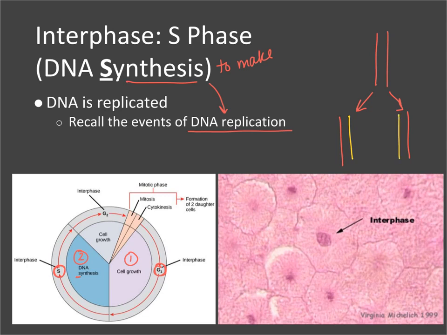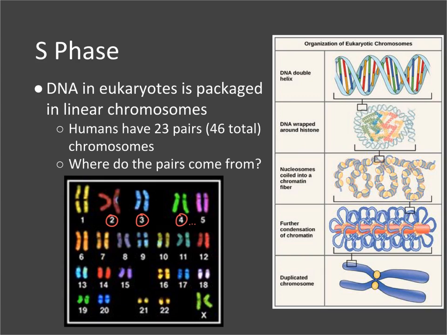We learned about DNA replication in a previous lesson. So if you don't remember what happens during that, you should probably go back and review what happens during DNA replication. As I mentioned on the previous slide, the S phase is where DNA gets replicated. And remember that in eukaryotes, and eukaryotes are cells that have a nucleus, which includes humans.